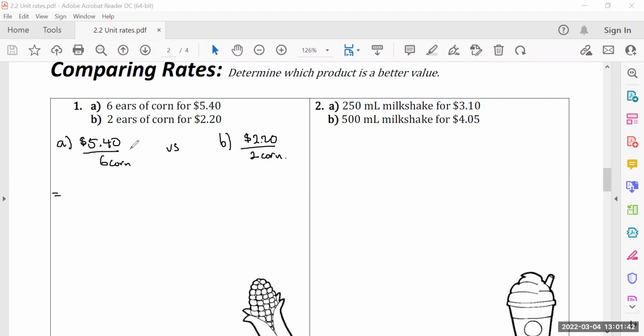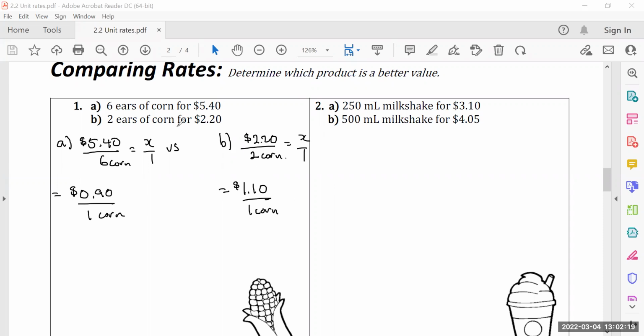So knowing that I'm looking for X over 1, with all the practice you've done in the previous examples, I'm pretty sure you understand that you just take these 2 fractions and divide. We divided that fraction every single time. $5.40 divided by 6 gives you 90 cents per 1 corn. 220, how much is it per 1 corn? It would be $1.10 per 1 corn.